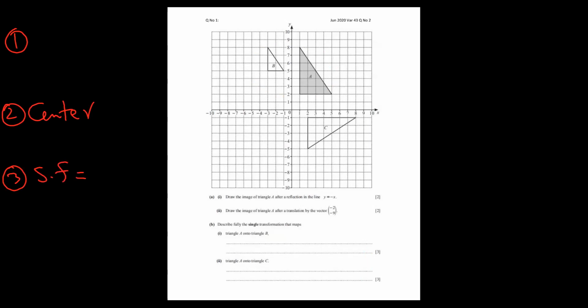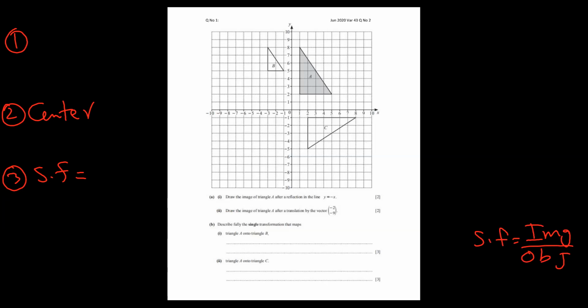I will tell you the formula in detail. I'm writing it here, get ready. The scale factor formula is equal to the image size divided by the object size. This is very clear. The full word is scale factor, shortcut S.F.